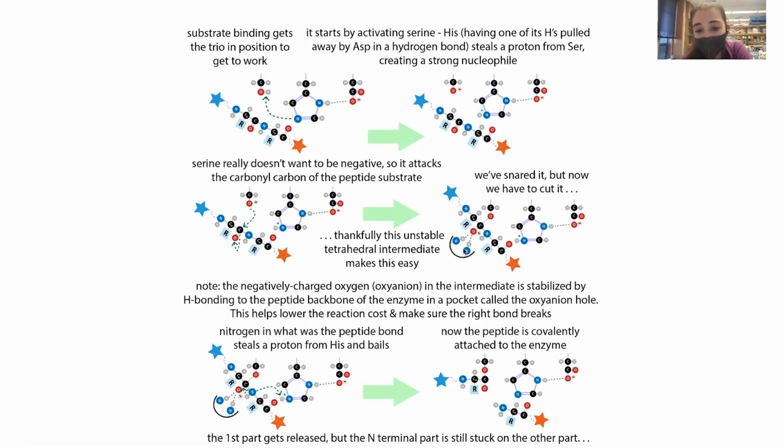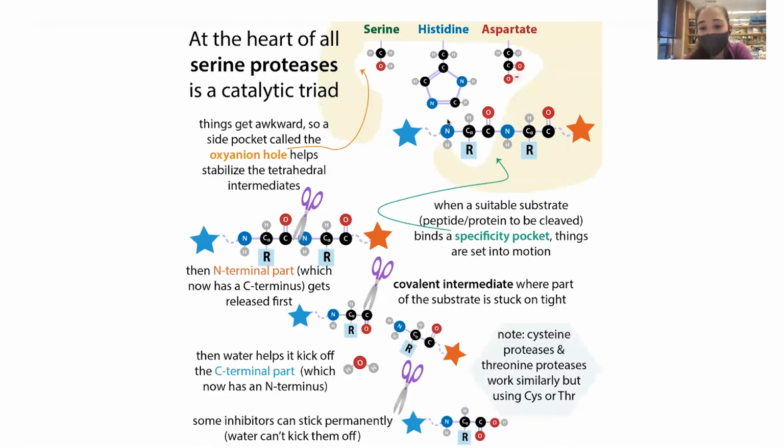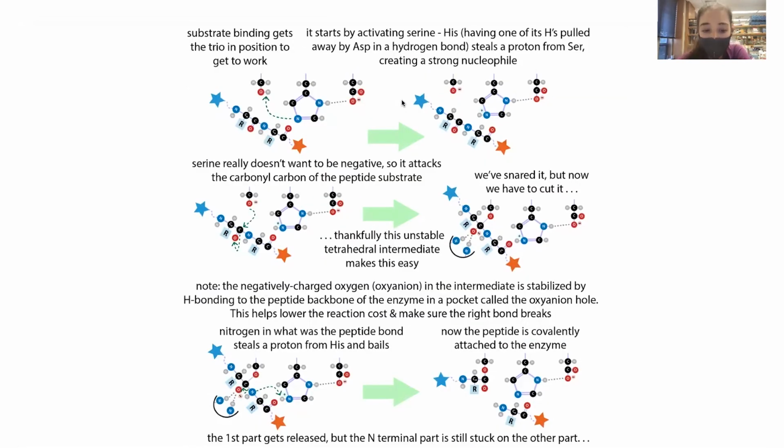So we have this thing called an oxyanion hole. It's another part of the active site of the protein that's going to help stabilize this intermediate. It's going to stabilize this negative charge that is going to develop on this oxygen, and it's going to help make sure that when this tetrahedral intermediate resolves, it resolves in the way that breaks the bond that you want, basically.